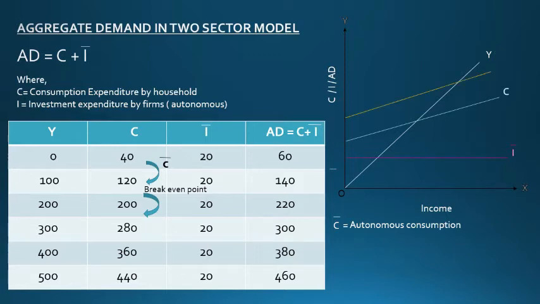Now since AD is also positive at zero level of income, why? Because of autonomous consumption, therefore AD also starts from above the origin, indicating an upward sloping curve, which again indicates that AD increases with every income level.